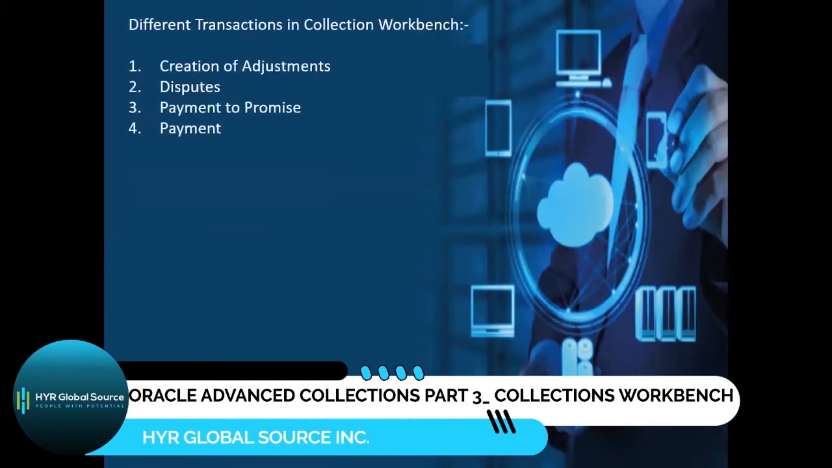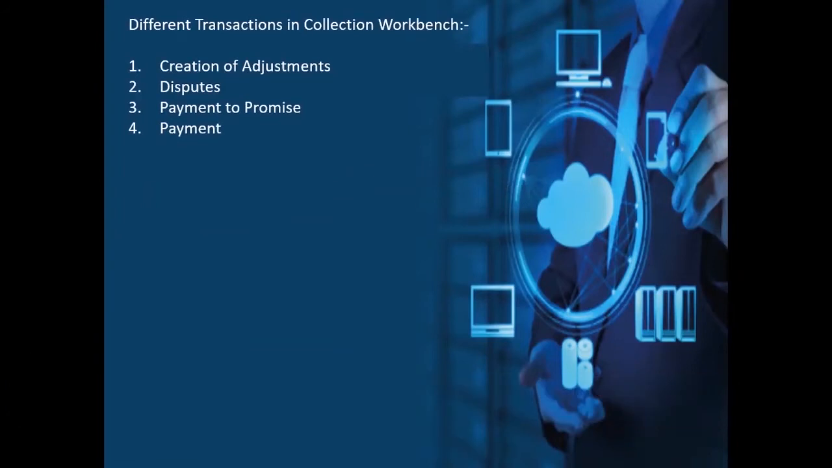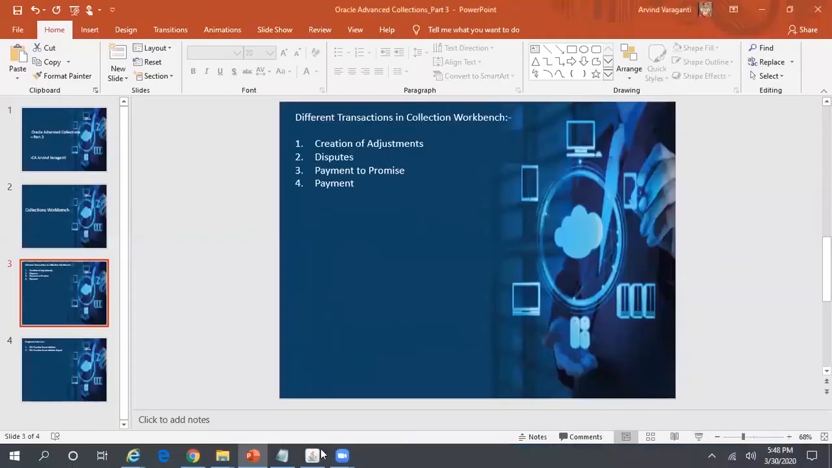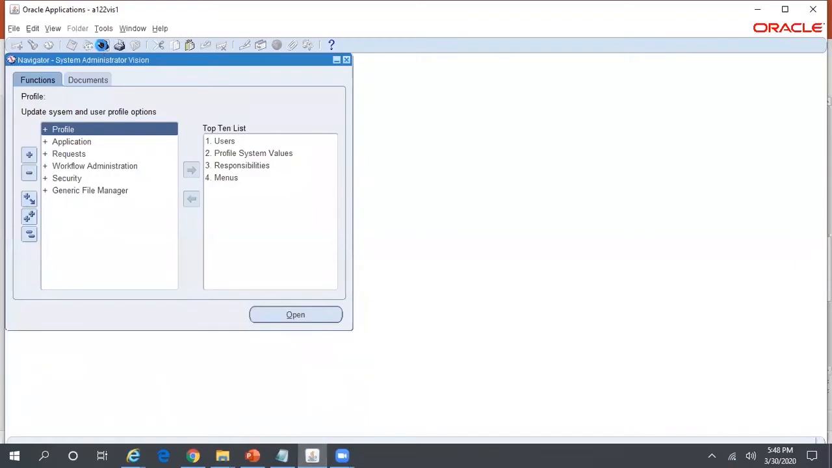So at a high level, these are the four different transactions which you can perform in a collections workbench: creation of adjustments, disputes, payment to promise, and the payments. Before we get into the details of this, first of all, we need to understand what is collections workbench. Okay. So first, let me get into the concerned responsibility.